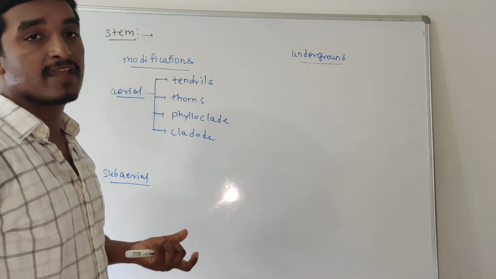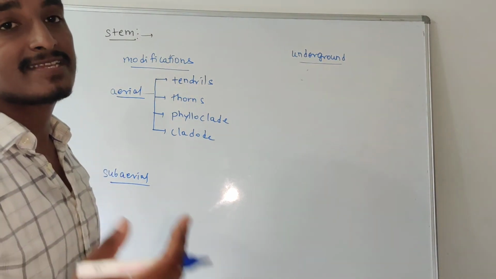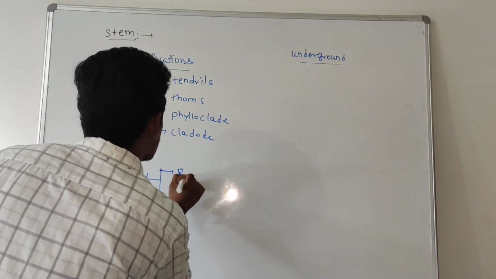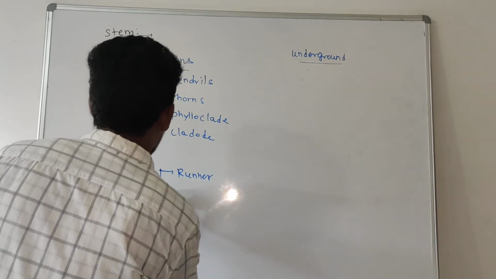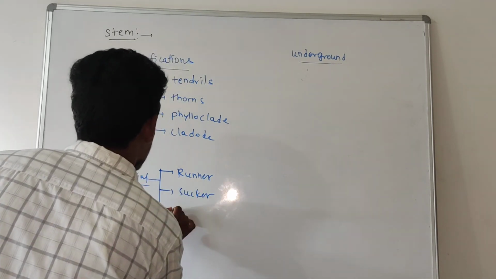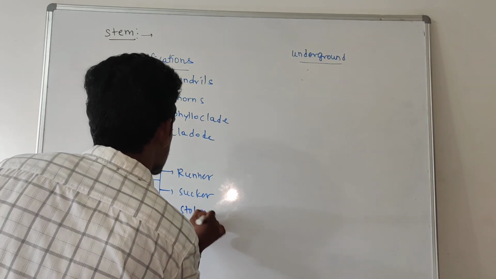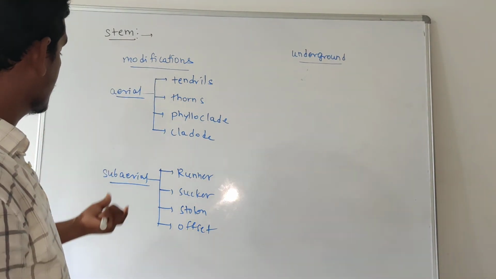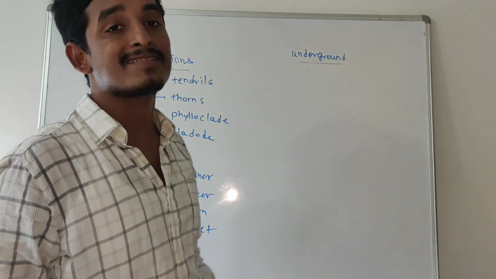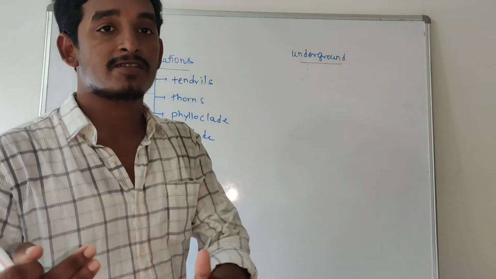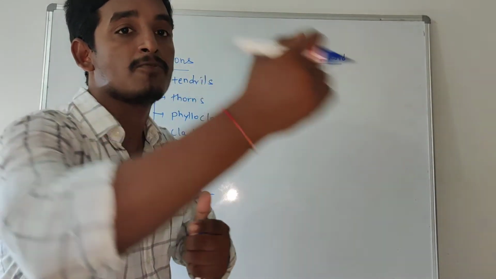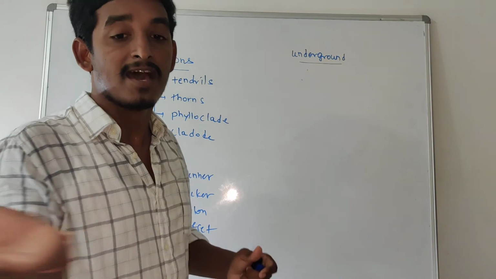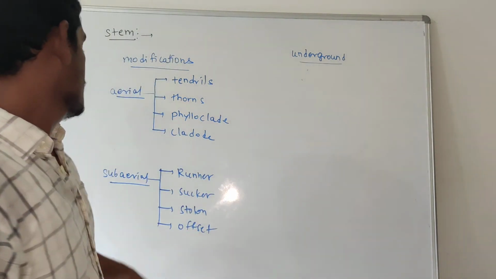Next, subaerial stem modifications. Subaerial stem modifications mainly help in vegetative propagation. Those are again four types. The first one is runner, sucker, stolon, offset, right? So these are the subaerial stem modifications. Subaerial means some portion of the stem is inside the soil, and some portion is present outside the soil, on the surface of the soil.